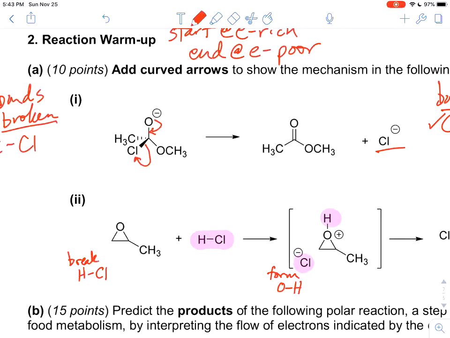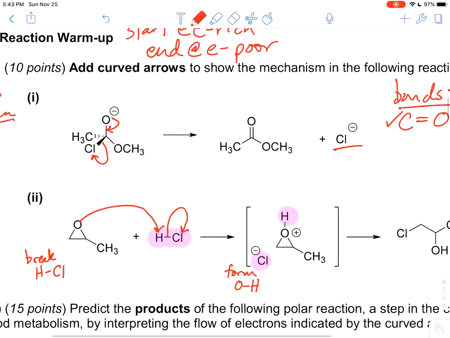Since we know that we go from an oxygen that is neutral to an oxygen that's positive, that means oxygen must have shared its electrons. So we can start at this oxygen, end at the hydrogen. Going to start at this bond, and end at the chlorine. And that's how we make this protonated epoxide.